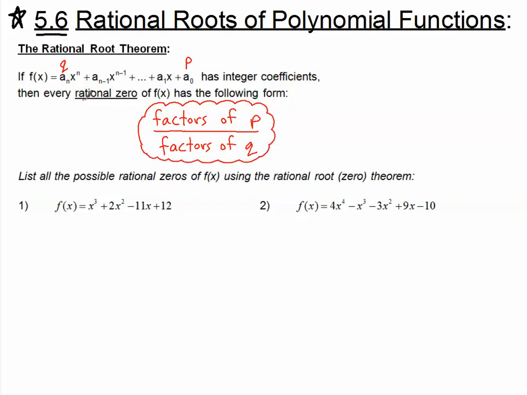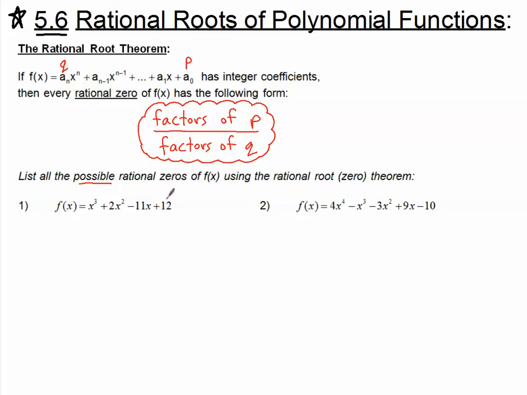Let's remind ourselves what a rational answer is. A rational number is a ratio. It is a fraction. So if there is a fraction that is an answer to a polynomial, then it must be of this form. And it's pretty simple to do. Let's look at our first direction. It says list all of the possible rational zeros for our function using our theorem. So here is our first function.